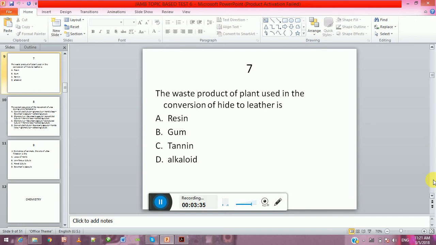Biology. The waste product of plants used in the conversion of hide to leather is A. Resin, B. Gum, C. Tannin, D. Alkaloid.